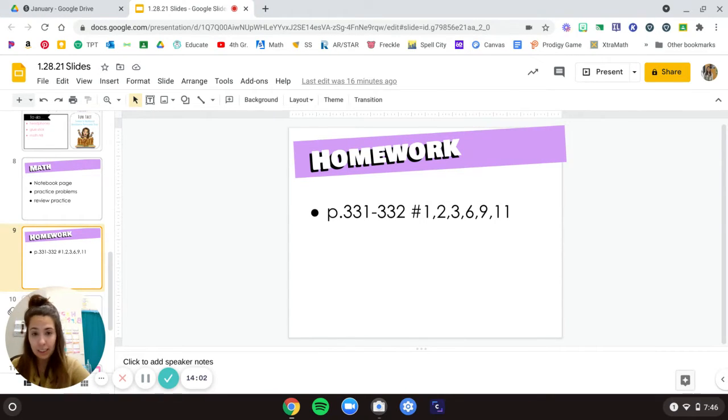Then 6 is a lot like that last challenge one where you have to think a little harder, use that brain. And then on the back side, 9, you have to figure out how many trumpet players. You're going to want to use that chart. And 11, you have to figure out all of the sentences that show addition.